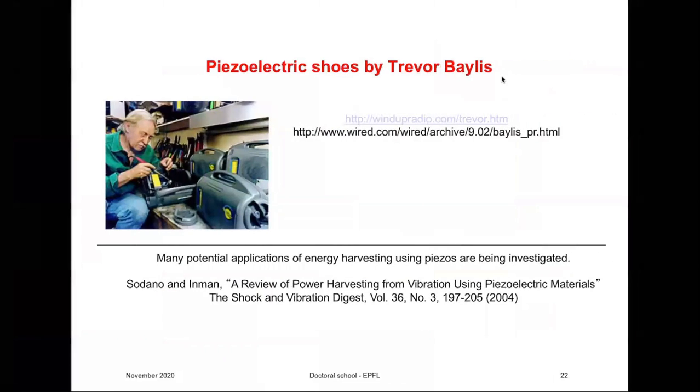And it's interesting to go a little bit historically. The first piezoelectric shoe was made by Trevor Bayliss in Britain. And if you are interested in this, you can also read this relatively old paper by Sodano and Inman on energy harvesting from piezoelectric materials. We could have a whole course on energy harvesting. I will not say more about that at this point.